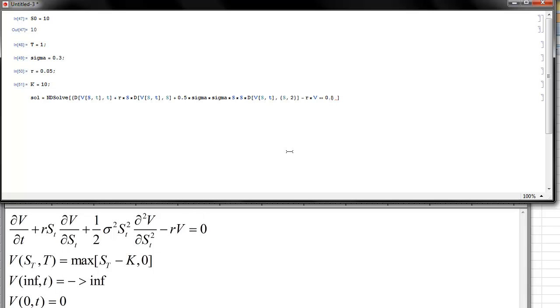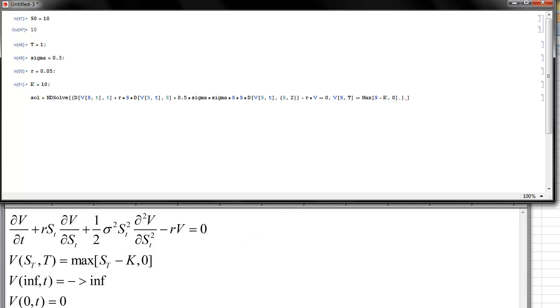So we say that the payoff will be V of s and the terminal time t equals max of s minus k, 0. Okay, so that's the first boundary condition stated over here.